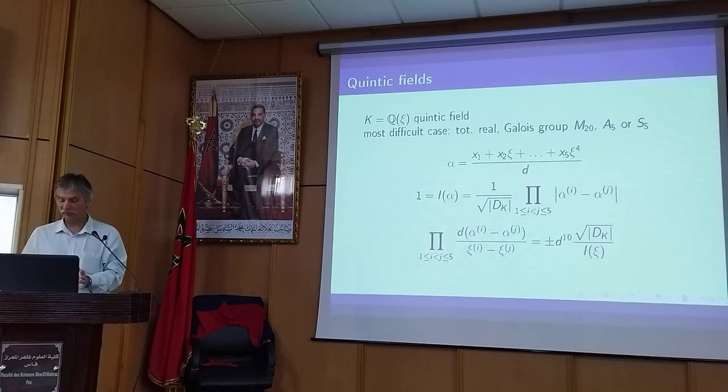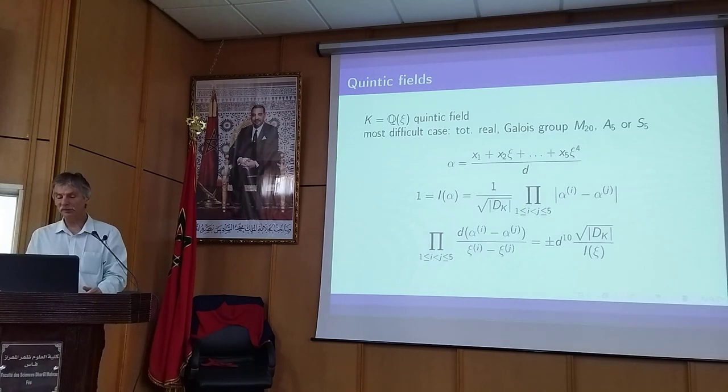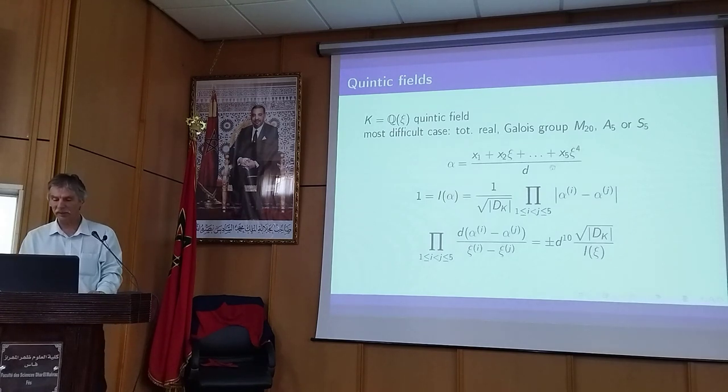For cubic number fields, the index form equation is a cubic equation in two variables. For quartic number fields, the index form equation has three variables and degree 6. In the quintic case, the index form equation has four variables and degree 10. So the degree of the equation increases very fast. It is n times n minus 1 over 2 for a degree n number field. Also in this case, we represent the algebraic integers alpha in the number field K in a similar form with rational integer coefficients x1, x2 up to x5, and with a common rational integer denominator d.